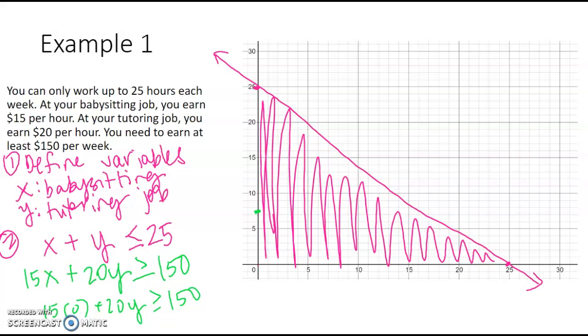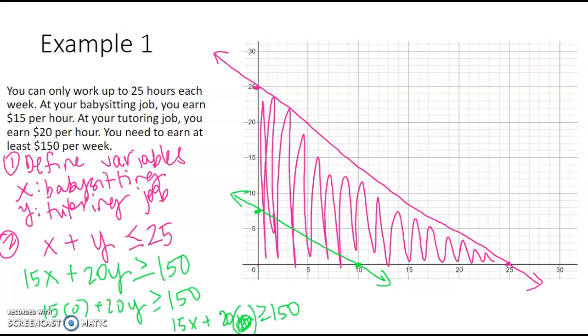And then to figure out my x-intercept, I want to plug in 0 for y. I see that 15x is going to be greater than or equal to 150, which means that my x-intercept is going to be 10. Again, these two ordered pairs are going to have a solid line connecting them because my inequality symbol is greater than or equal to.